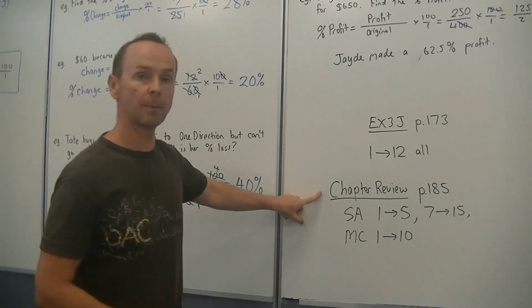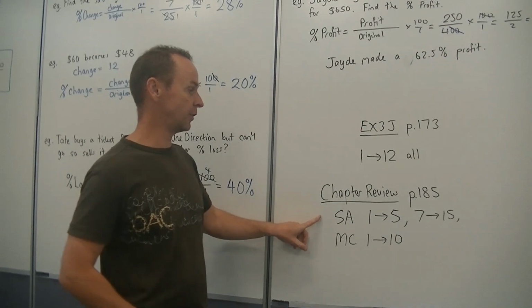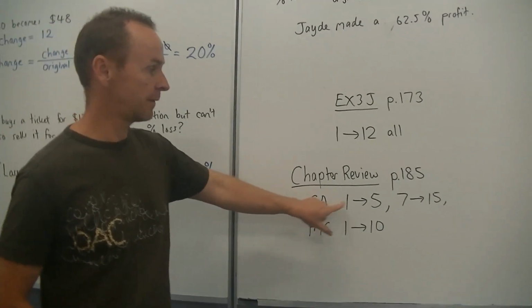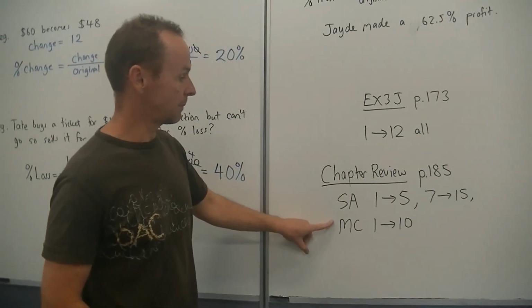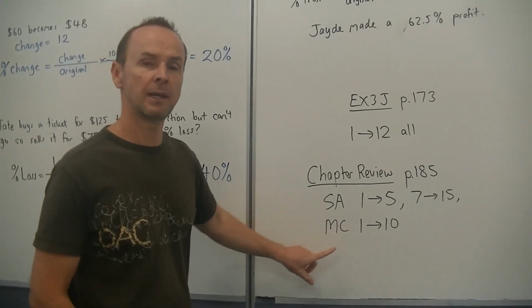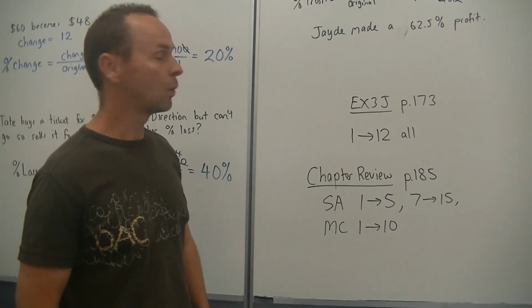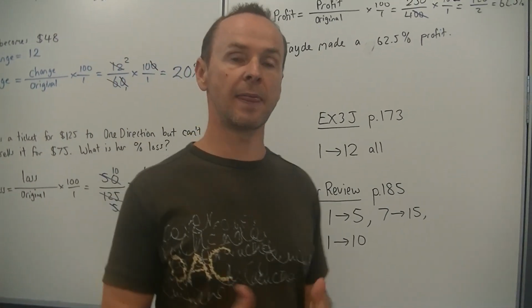So now you can do the chapter review. So try the chapter review. You've already done some of this. I've already said it. Short answer, 1 to 5, 7 to 15. Then the multiple choice, 1 to 10. You can have a go at the extended response. I didn't put it down. Have a go if you can. Once you've done all that, we are set, and then we're ready for the test.